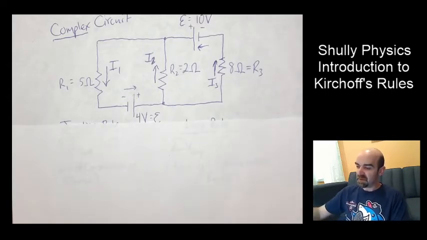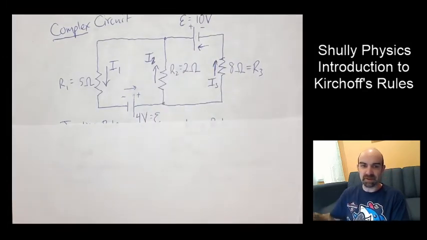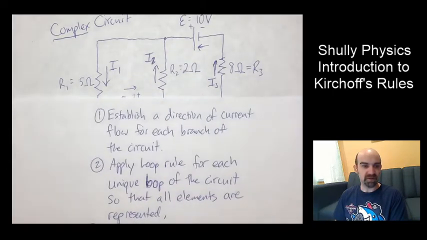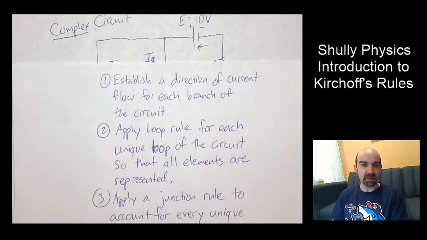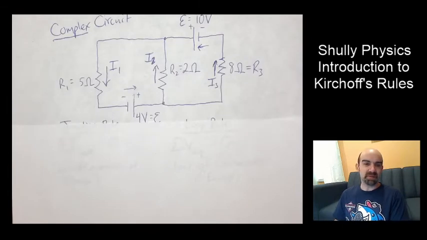I've got a current flow through this branch, and through this branch. So all resistors have a flow across them. That's number one, establish the direction of current flow for each branch of the circuit. Number two, I'm going to apply a loop rule for each unique loop of the circuit so that all elements are represented.